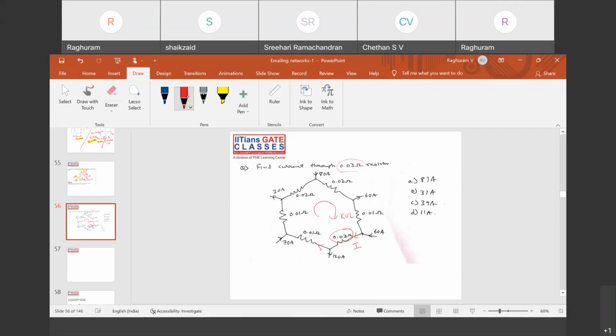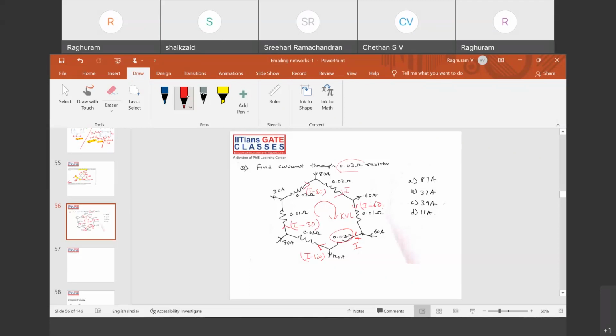Let me call the current flowing through the 0.03 ohm resistor as I. So this will be I minus 120, and 70 is getting added: I minus 120 plus 70, I minus 50. And 30 is going again, so I minus 80. And what is the current here? I minus 80 plus 80, this is I again. What is the current here? I minus 60, so again 60 is coming. It will be I again.